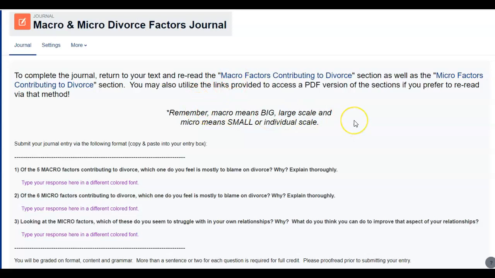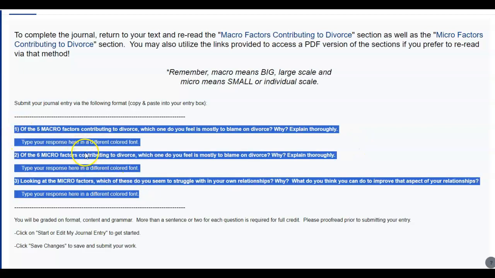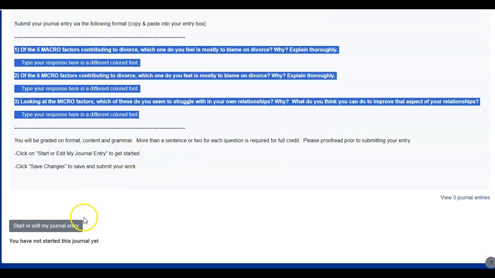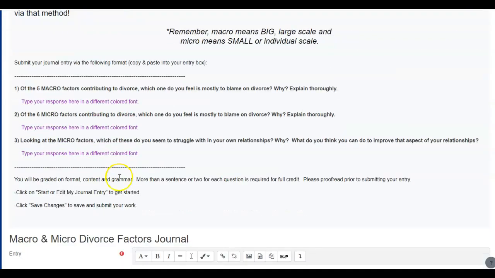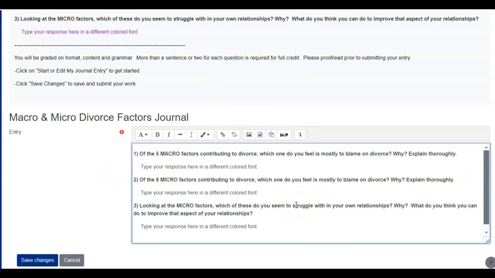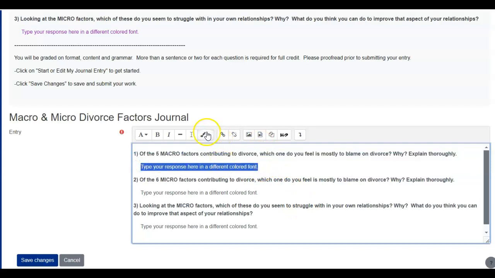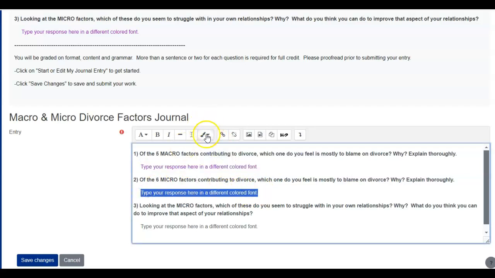And just a reminder, in sociology, macro means big, large scale, widespread. Micro means very small, sort of on the individual level. All right, so you are going to copy the items between the dotted lines. That's how we set our formatting, and this is part of your grade. So we're going to paste that formatting in the entry box, and that way we have correct formatting for our journal entry.